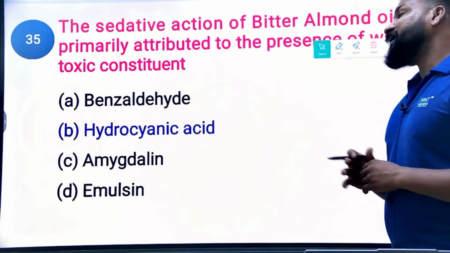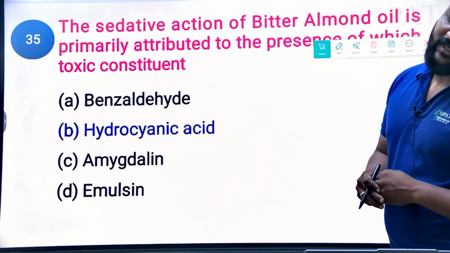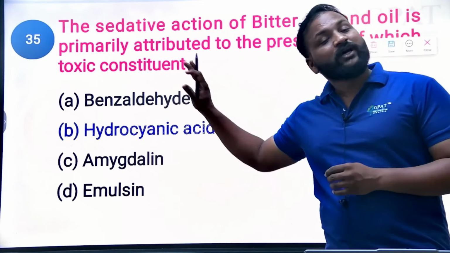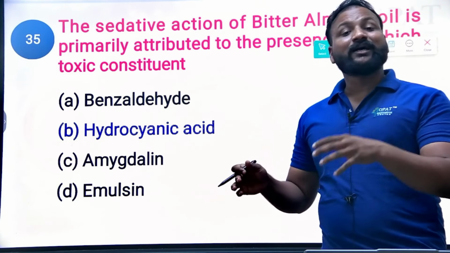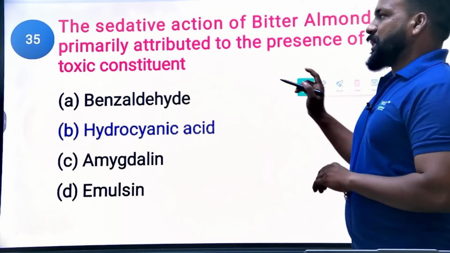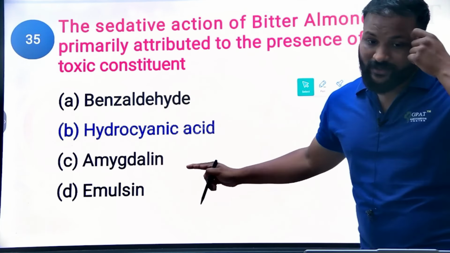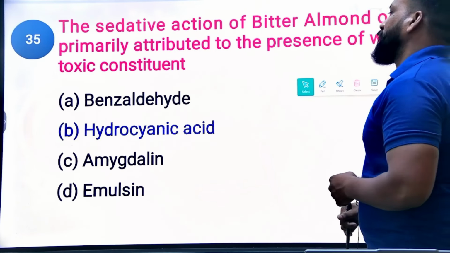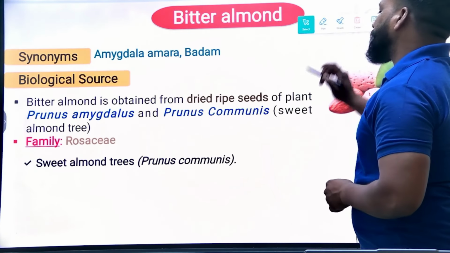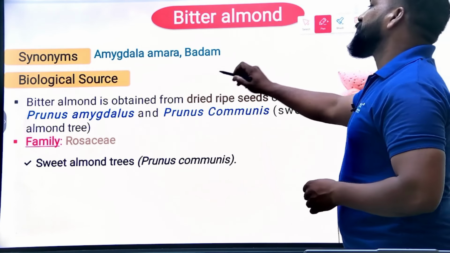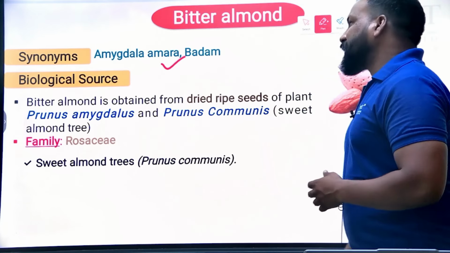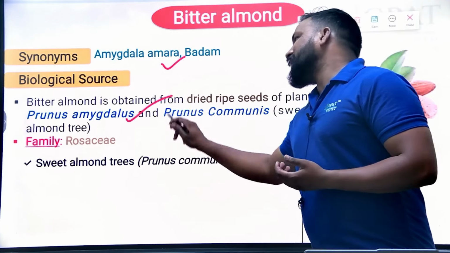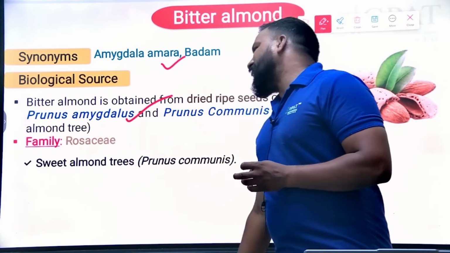Sorry, option B. Hydrocyanic acid. It also contains amygdalin, also one of the chief constituents, but they are asking about the sedative action. Sedative action is due to hydrocyanic acid. So you can see the bitter almond, known as amygdala amara, badam. It is obtained from Prunus amygdalus, so from the amygdalus only we get the amygdalin.